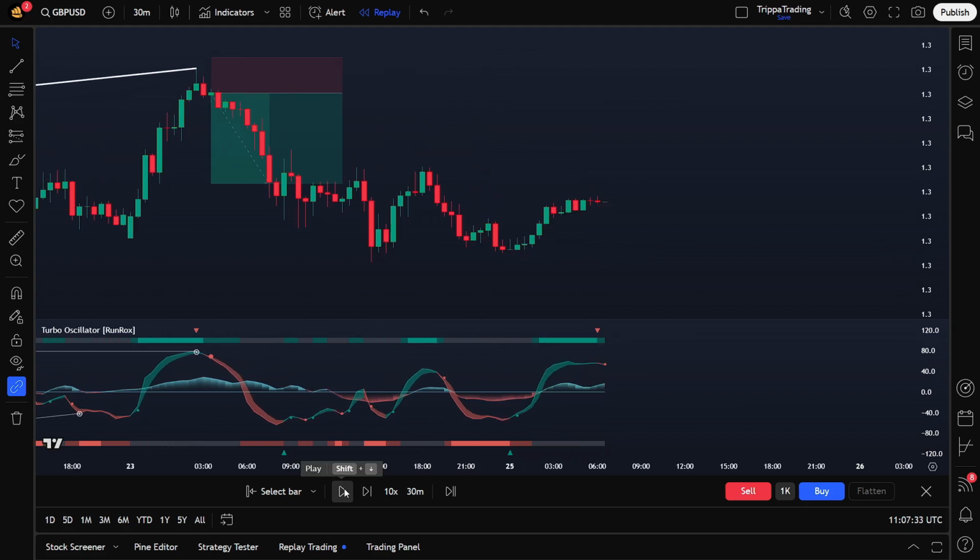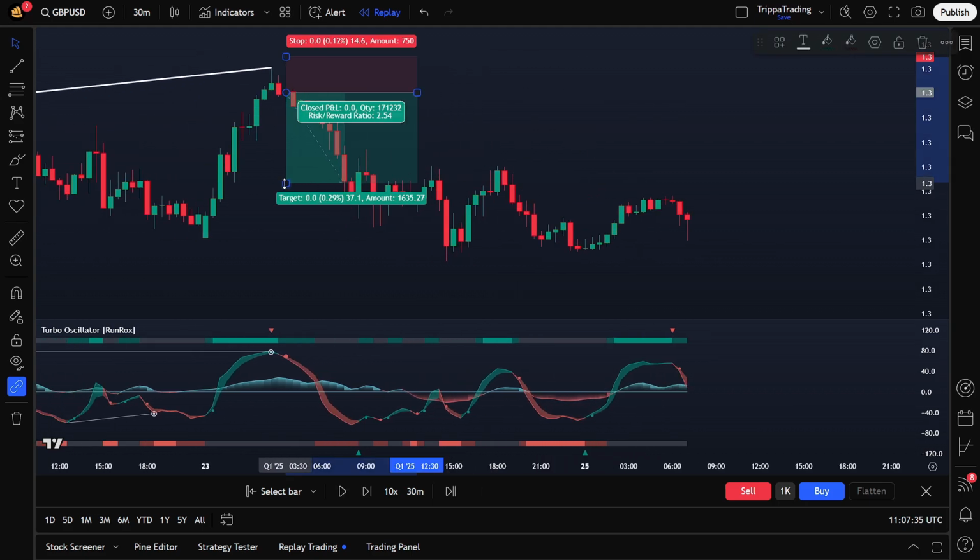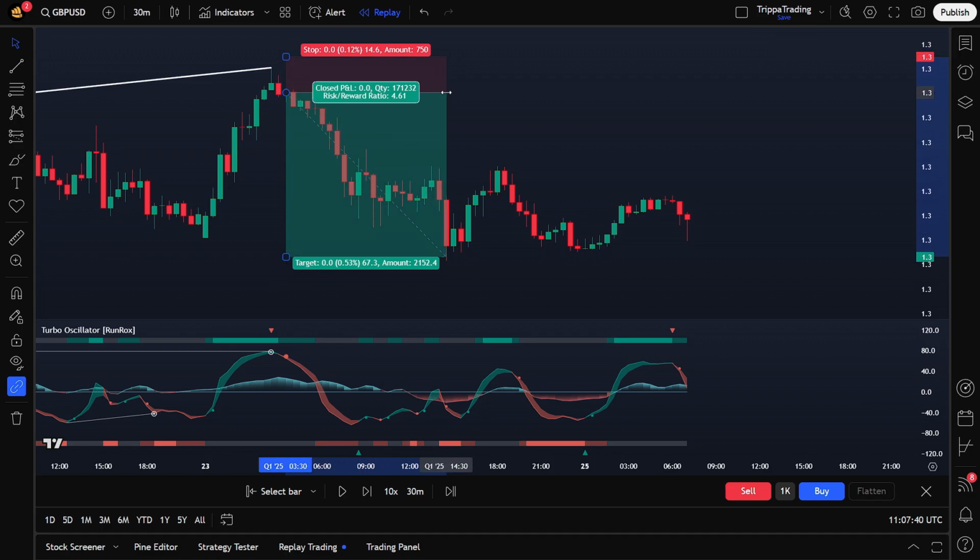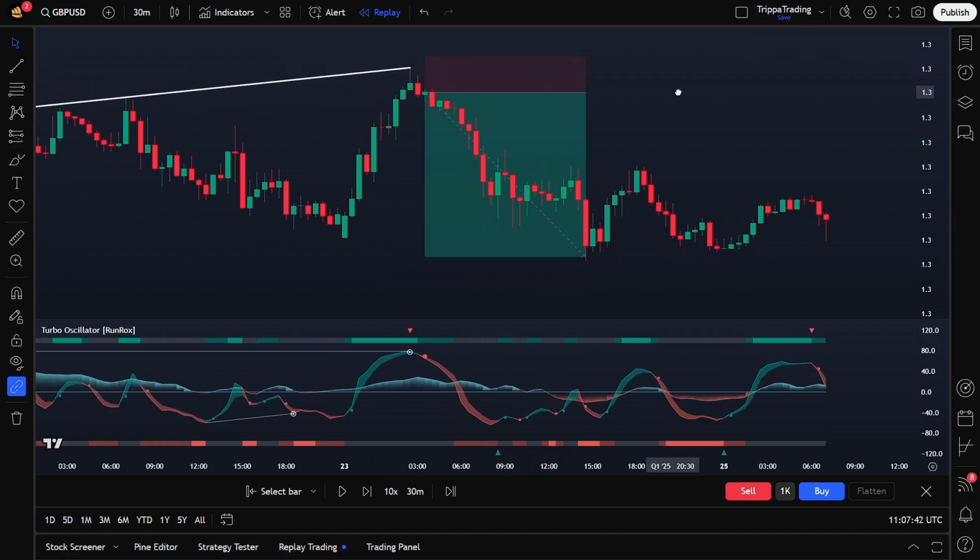By understanding all the components of this indicator, from divergences and the signal line cues to volume histograms, traders can fully harness the Turbo Oscillator.